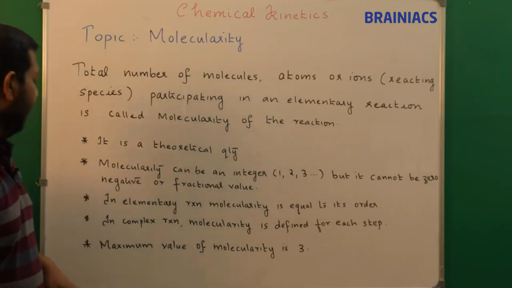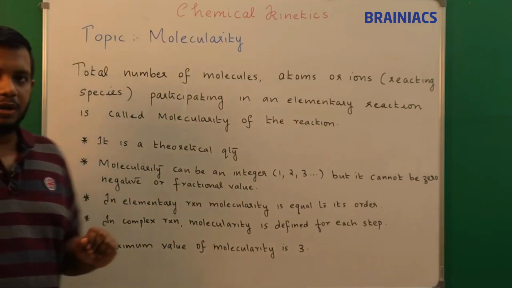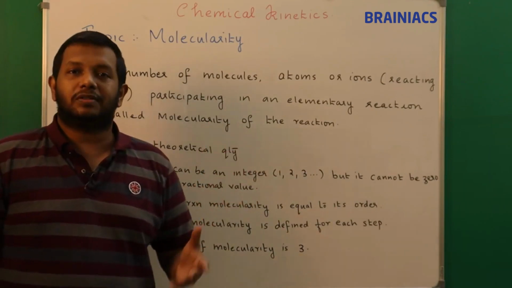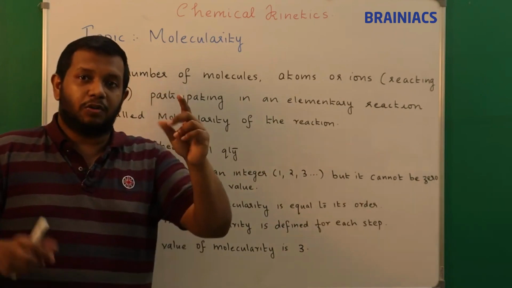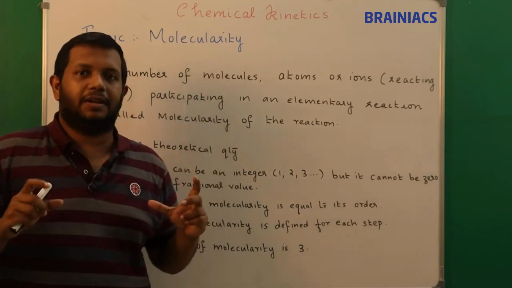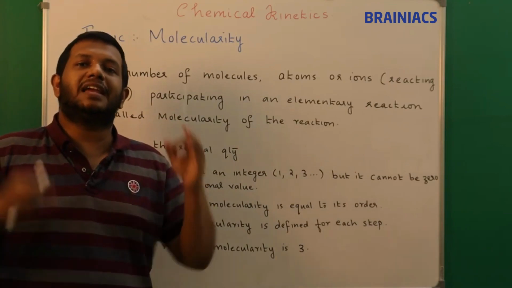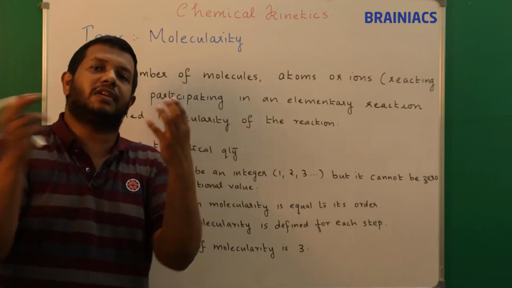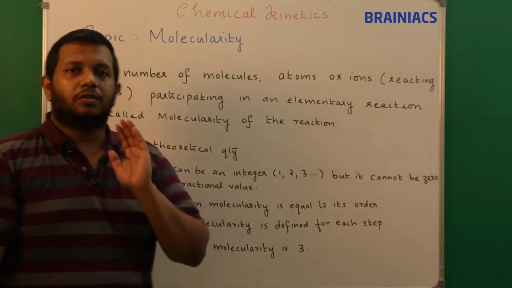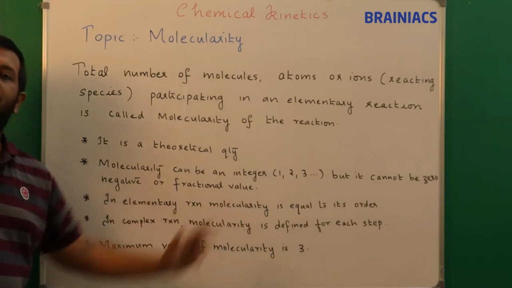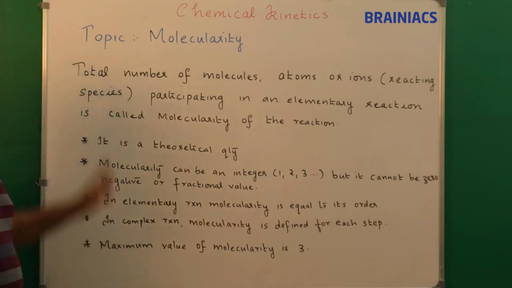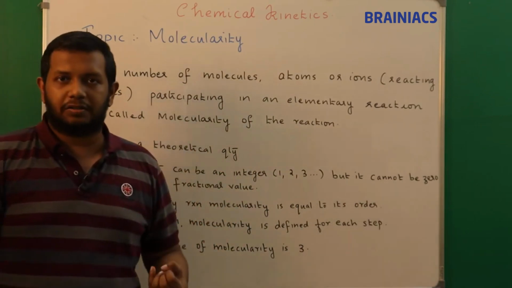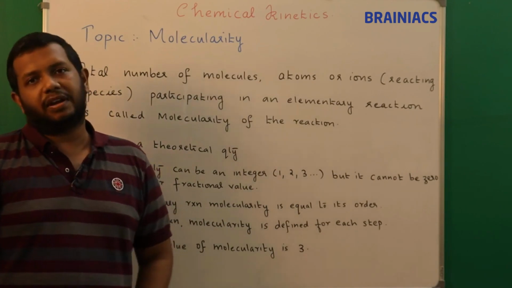Okay. And what is the maximum value of molecularity? As I told, it can be positive integers, but you cannot write 5 or 6. Why? Because molecularity means the number of molecules that undergo simultaneous collision effectively. At a time it is possible that 3 molecules can undergo simultaneous collision effectively. If you have more molecules, simultaneous collisions will not be possible. So that's the reason why we say the maximum value of molecularity is 3. Understood? So very simple, molecularity means the number of molecules or species that undergo simultaneous collision in an elementary reaction.